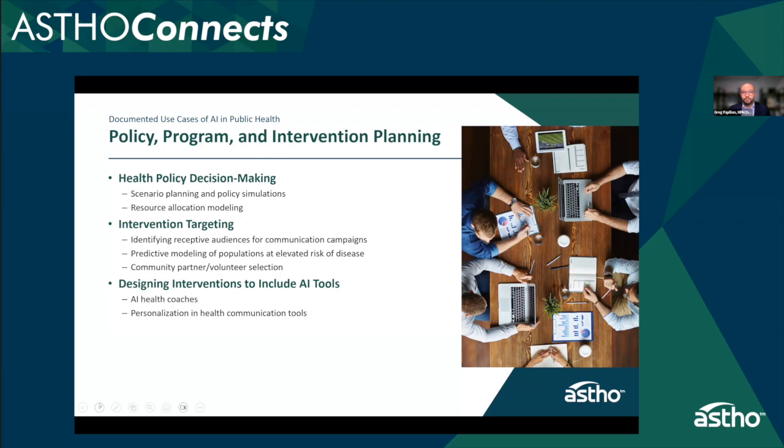One case example that stood out to us was the health department in Los Angeles tested an AI planning model to help them select between volunteers to be youth advocates in an HIV prevention program, which ended up outperforming the department's more traditional methods for selecting those volunteers. And lastly, we've seen some success stories in embedding AI tools within the program planning process, such as with AI health coaches helping scale a program's workforce, or AI tools adding personalization features into health communication tools. Next slide, please.